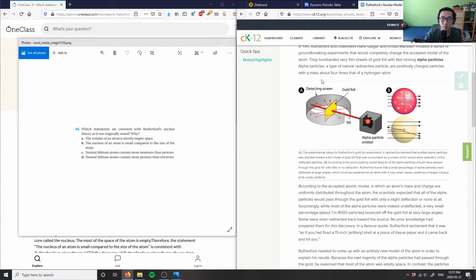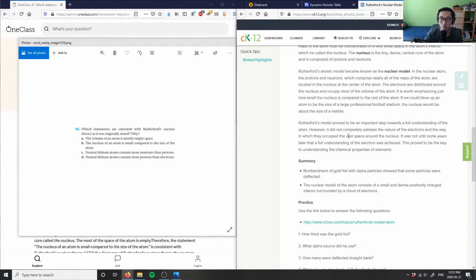So knowing that, his conclusion basically states that most alpha particles go through, which means the volume of an atom is mostly empty space. Because most of the alpha particles are going to go through, and alpha particles compared to atoms are much bigger. But the ones that are being reflected are actually hitting the nucleus of the atom. And some of them are going to reflect onto different angles. So those are my conclusions here.